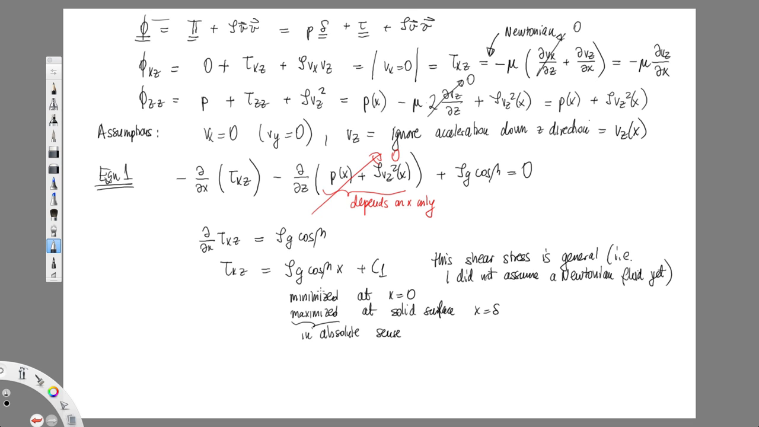So why? Actually, this is where we need to completely solve this. We need a boundary condition, okay? And my first boundary condition is that shear stress at the liquid-air interface is zero.